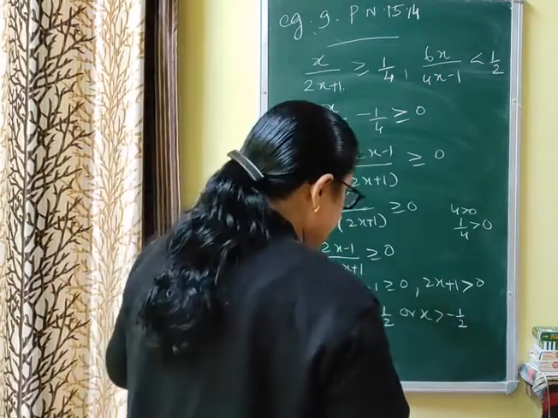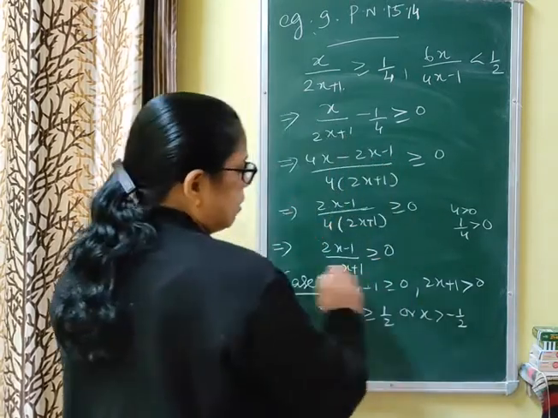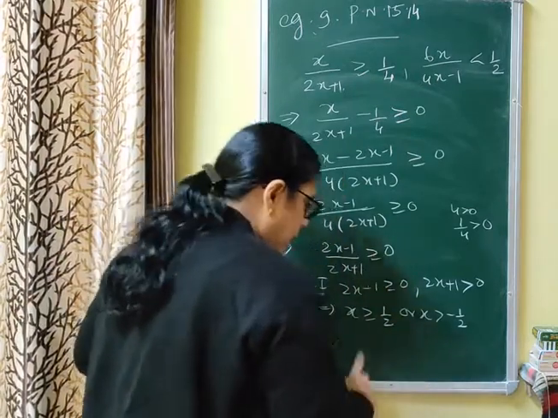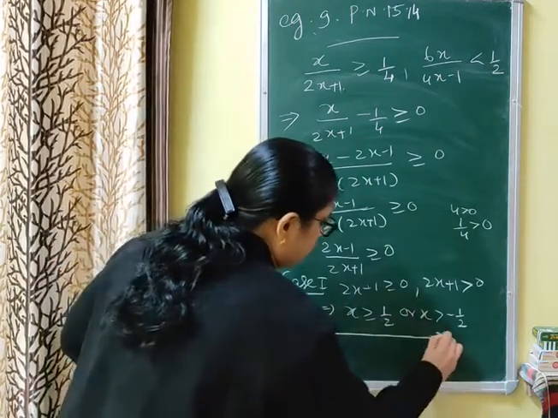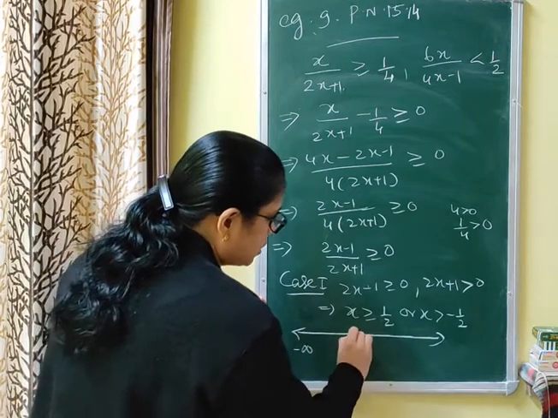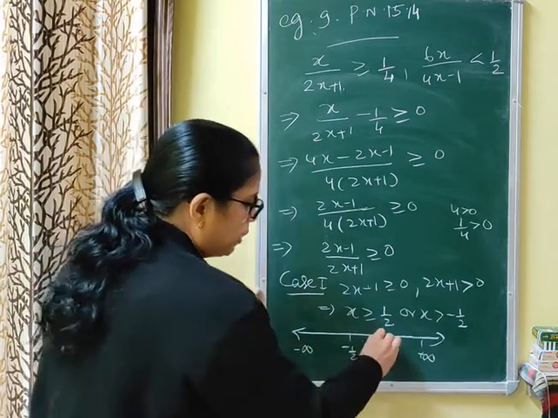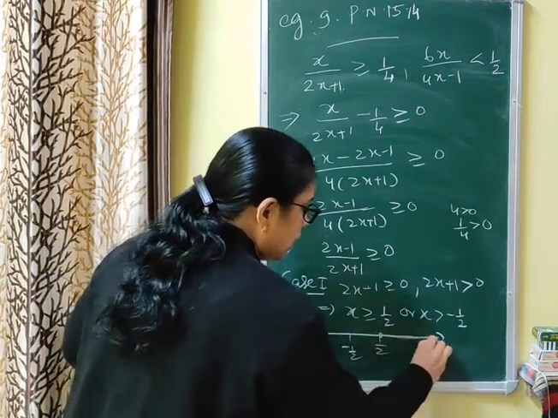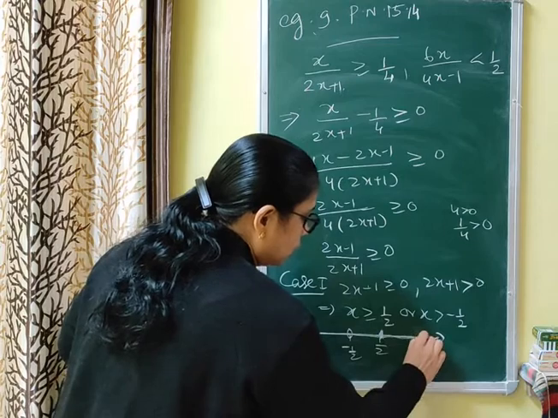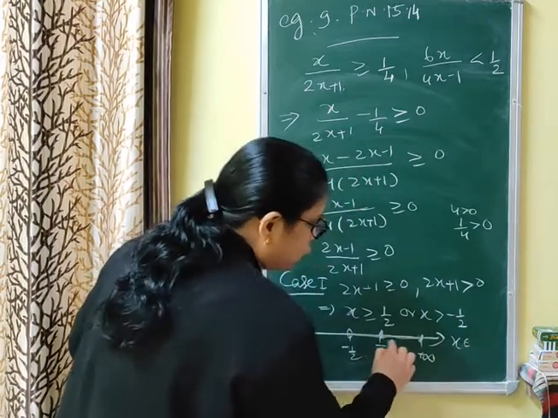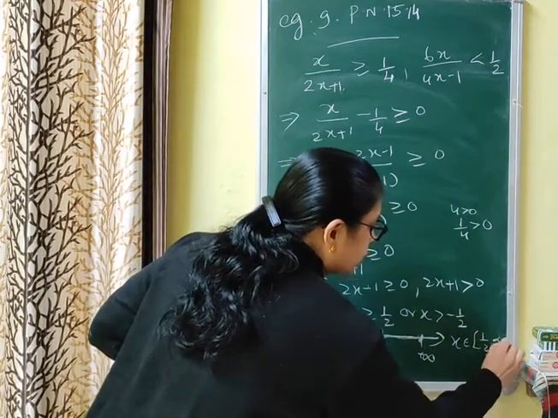That is x is greater than or equal to 1 by 2 and x is greater than minus 1 by 2. दोनों को आप पॉजिटिव में लेंगे तो greater than 1 by 2 भी आ रहा है, greater than minus 1 by 2 भी आ रहा है. That means if you draw the number line, this is minus infinity, this is minus 1 by 2, this is 1 by 2, this is infinity. x greater than or equal to 1 by 2 means this region, and x greater than minus 1 by 2 means this region. What is the common region? Common region is x belongs to 1 by 2 to infinity, but 1 by 2 is closed, so x belongs to [1/2, infinity). This is case 1.